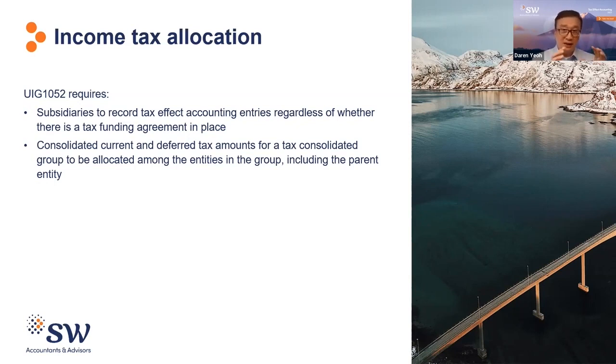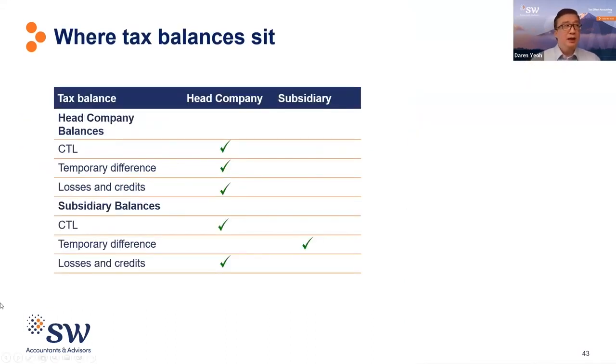What that means is that each and every entity in your tax consolidated group should be preparing their own tax effect accounting calculation. You then work out where the current and deferred tax balances need to sit. Under UIG 1052, when you're doing the calculations for the head company, it will recognize its own current tax liability, its own deferred tax asset and liability for its temporary differences, and its own deferred tax asset for its tax losses and tax credits.